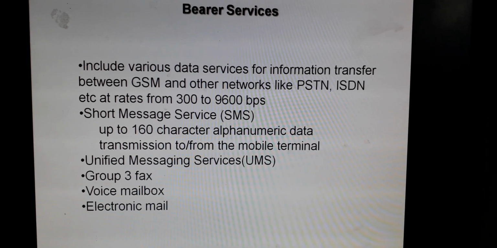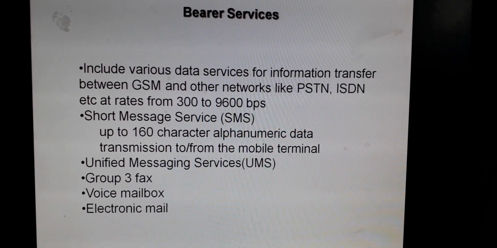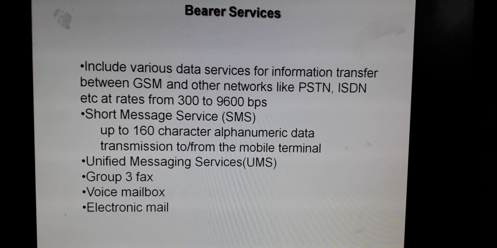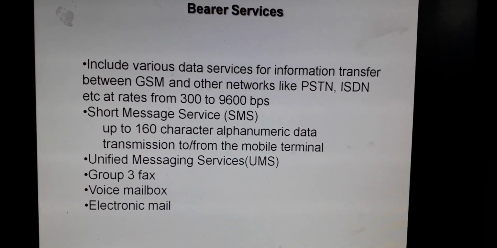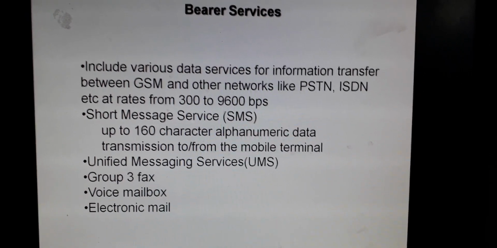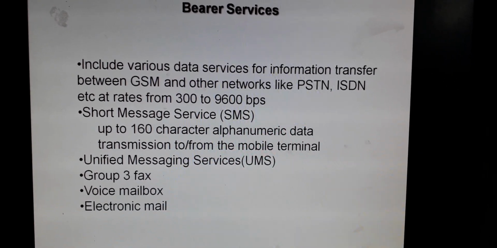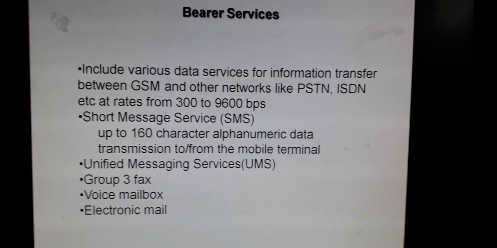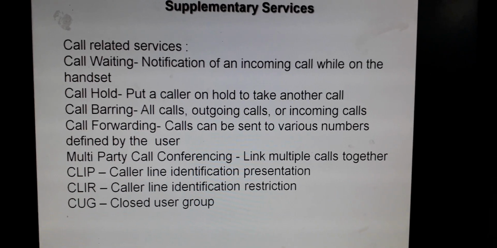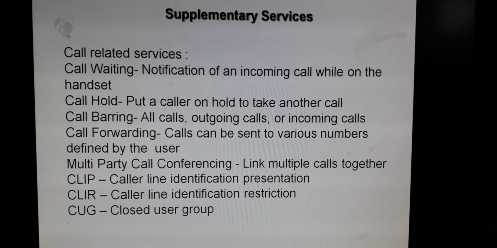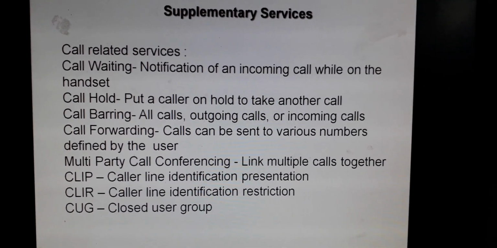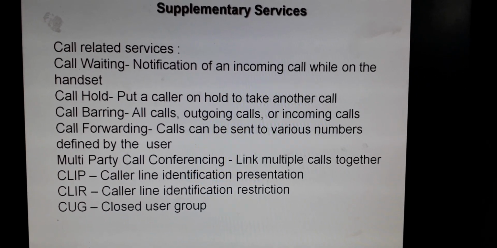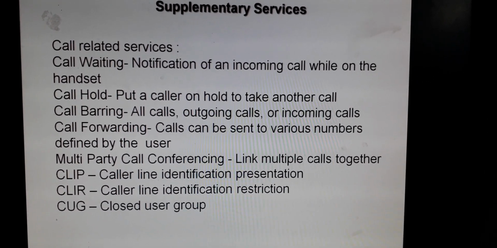Bearer services are done through the data rate of 300 to 9600 bits per second. Short message service SMS is also a bearer service. Voice mailbox and email is also a bearer service. Varieties of supplementary services are also present: call on hold, call barring, multi-party call conferencing, and so on.